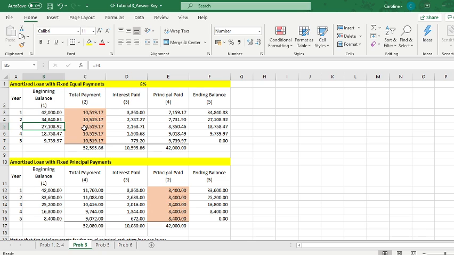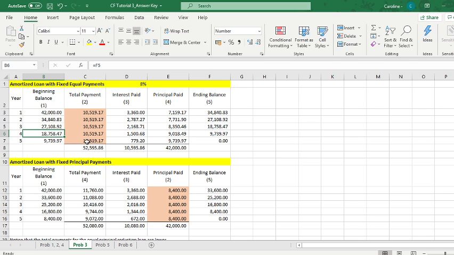Okay, the total payment is still the same. For the interest paid, you just need to multiply 8% with this balance, and you find the interest paid is 2,168.71, and the amount of the principal paid is total payment minus the interest paid. Okay, and for the ending balance, you subtract this principal paid from the beginning balance, and you find that the ending balance for year 3 is 18,758.47. This ending balance will be the beginning balance of year 4.